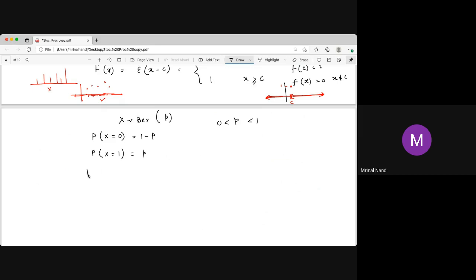For any other values, otherwise it is 0. So we should not write "otherwise"; we should write x not belonging to the set {0, 1}, and it is 0.